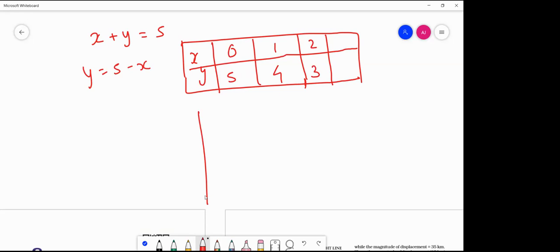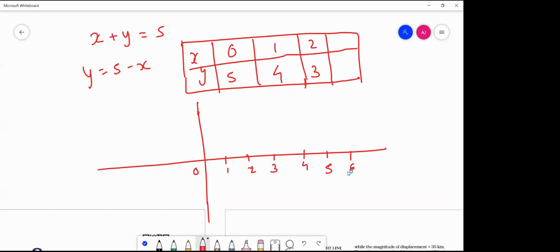So now if I want to make the graph, it will be like 0, 0 will be in the center, then 1, 2, 3, 4, 5, 6. On the negative side, it will be minus 1, minus 2, minus 3, minus 4. On the positive side, 1, 2, 3. Negative side, minus 1, minus 2, minus 3.